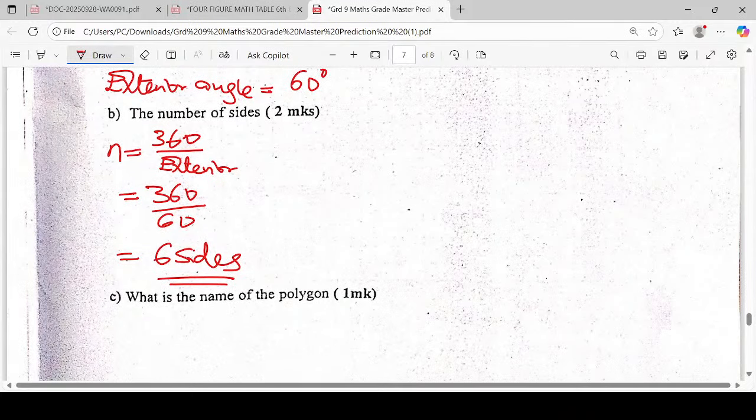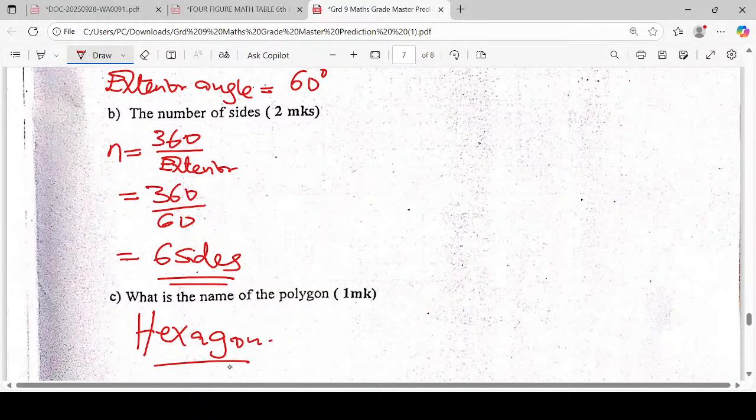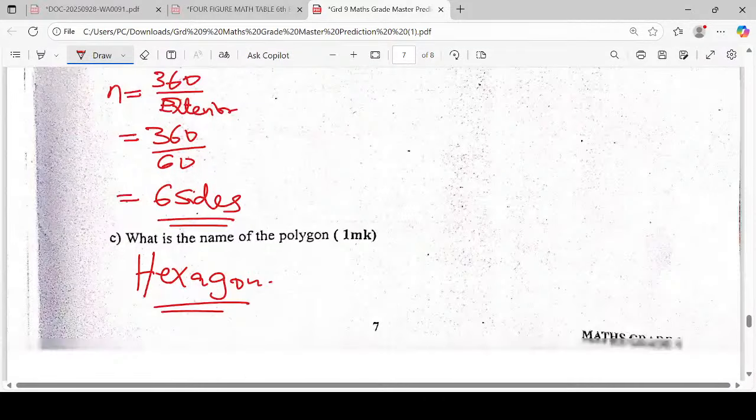This is 6 sides. What is the name of the polygon? What is the name of a polygon that has 6 sides? The name of this polygon, a 6-sided polygon, is called a hexagon. A 6-sided polygon, learners, is what we call a hexagon. You can see how the question is.